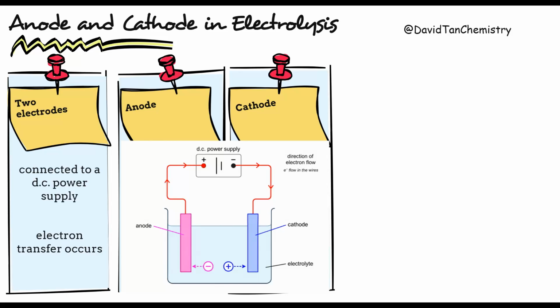In electrolysis, the cathode is the negative electrode. It is connected to the negative terminal of the power supply, which supplies electrons to the cathode. Particles at the cathode can therefore gain electrons. Gain of electrons is reduction, so reduction occurs at the cathode. For example, copper 2 ions can gain electrons to form copper metal. Because the cathode is negative, it attracts positively charged ions called cations.